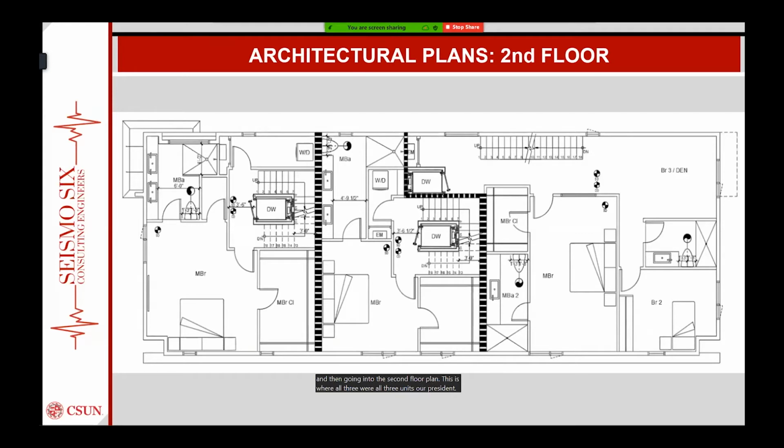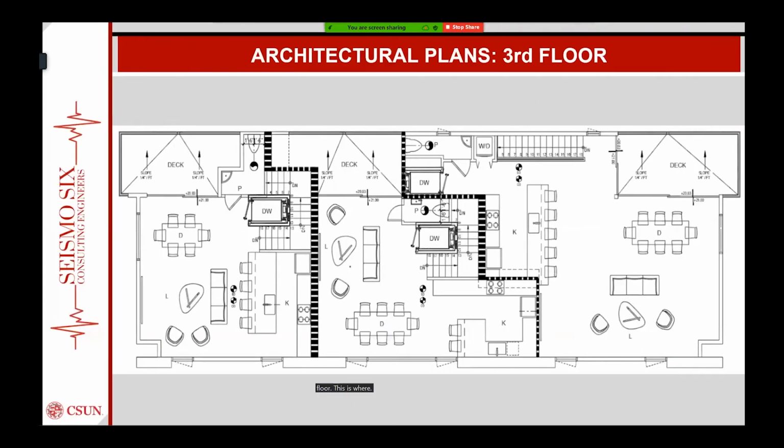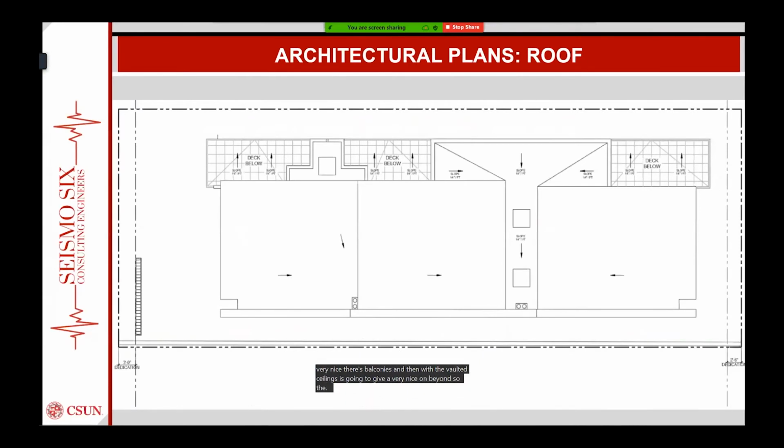And this, the architect designated more of this as the bedrooms, with bathrooms and powder rooms and all of that. And then going into the third floor, this is the proposed living room. And we can see this is a very open area, very nice. There's balconies, and then with the vaulted ceilings, it's going to give a very nice ambiance to the entire structure.